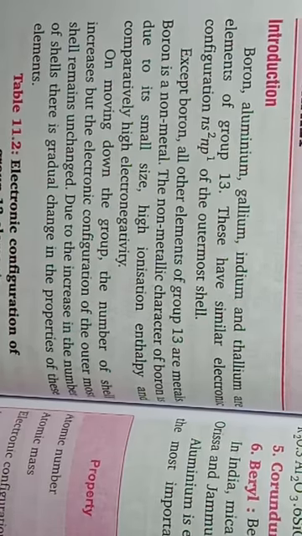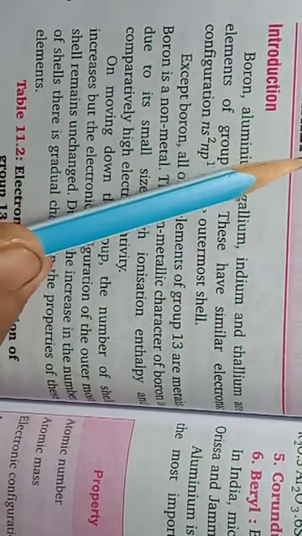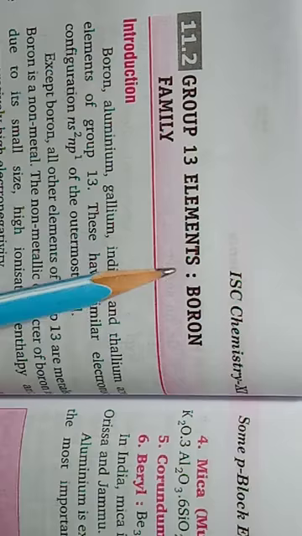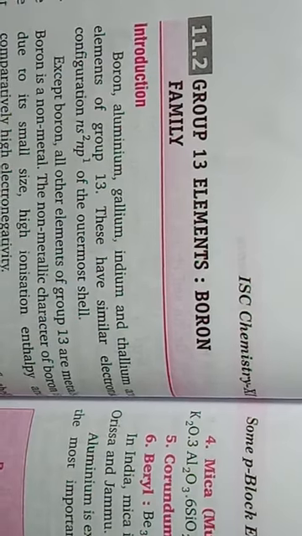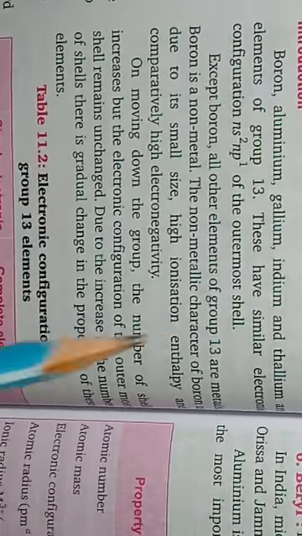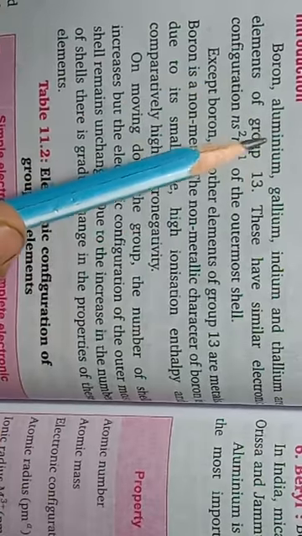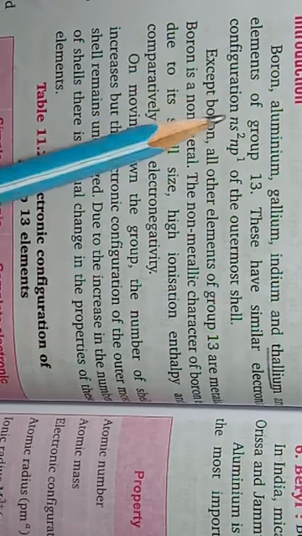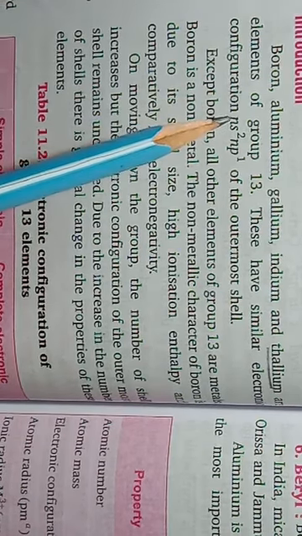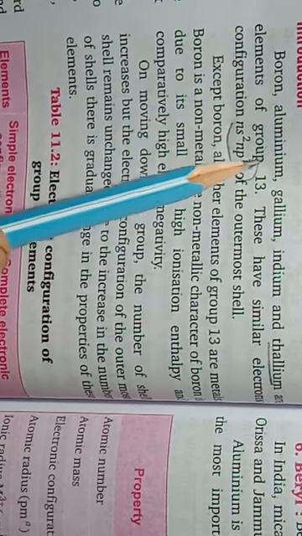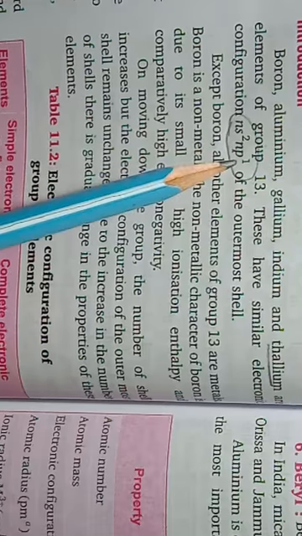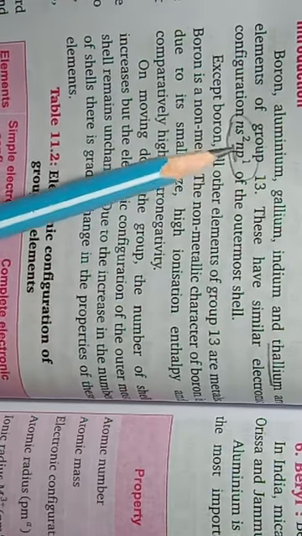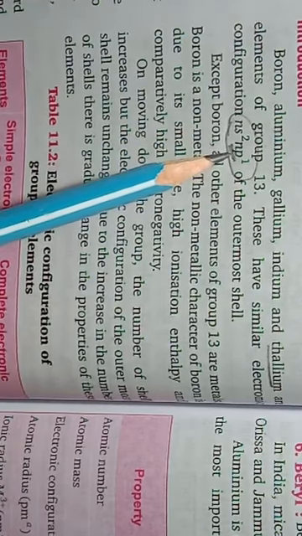Hello children, in this lecture we will discuss group 13 elements, which are also known as boron family elements. In group 13, boron, aluminium, gallium, indium and thallium are present, and their outermost shell electronic configuration is ns2 np1. So with group 13, the p block is started.